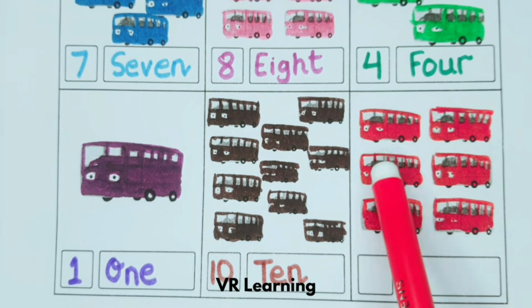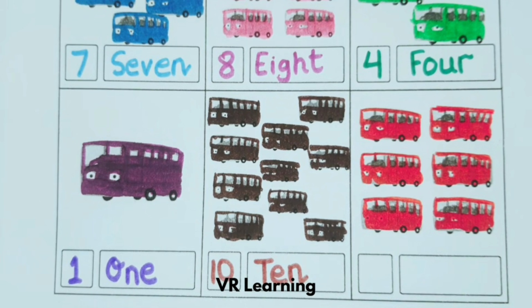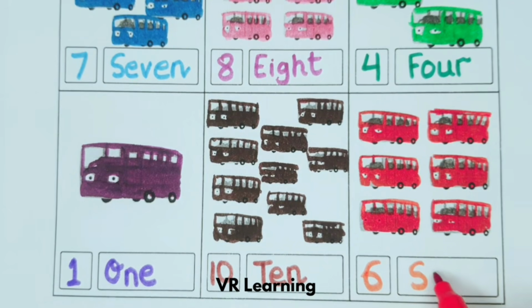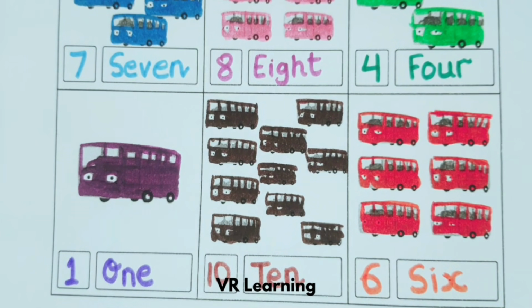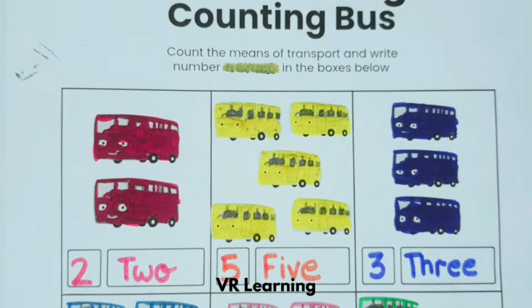1, 2, 3, 4, 5, 6. Write the number 6 in the box. SIX 6. Let's repeat again.